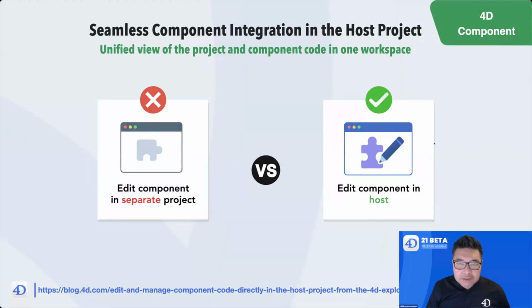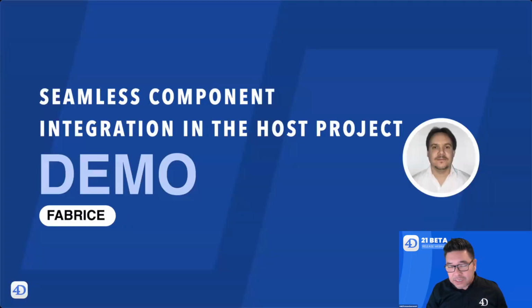Okay, so let's go on to components. With 4D21, you can edit component code directly from within the host project. Now, for developers who rely heavily on components, this is a meaningful quality of life improvement. There's no need to open a separate project window, switch contexts, or jump back and forth just to make small changes. Your reusable code remains properly separated, just as it should be. But now it is immediately accessible right where you are working. Now let's see how it works in Fabrice's demo.